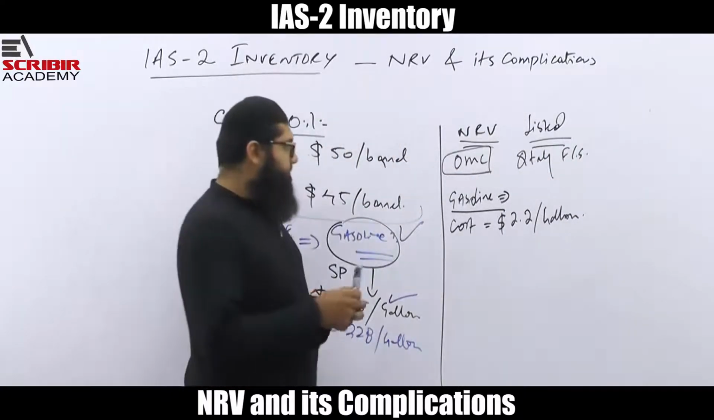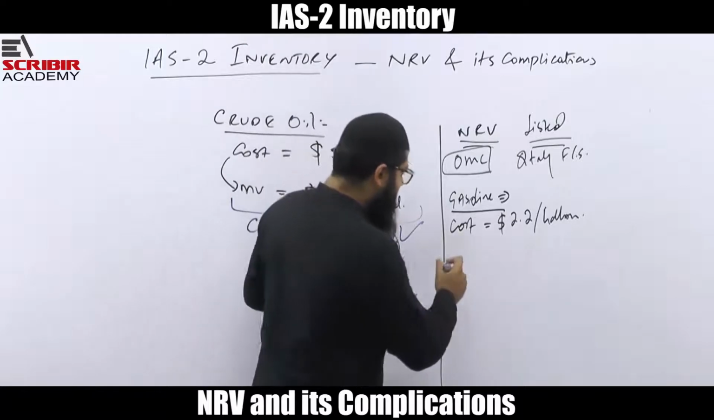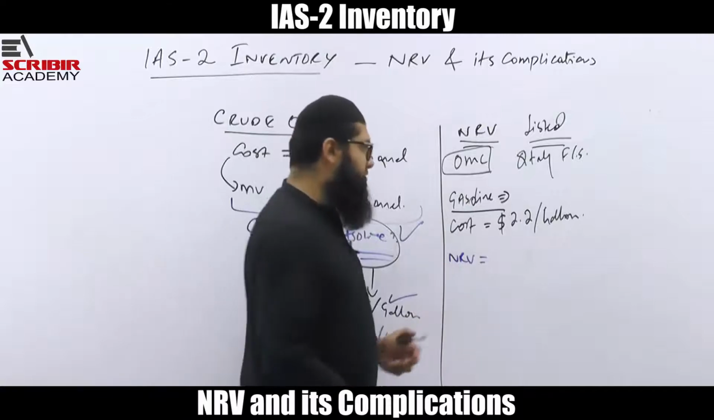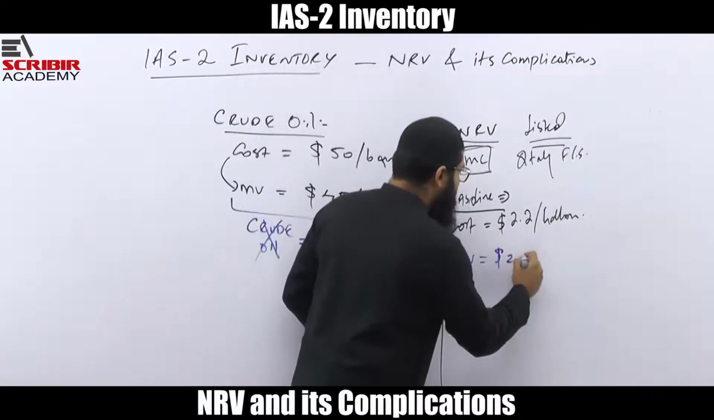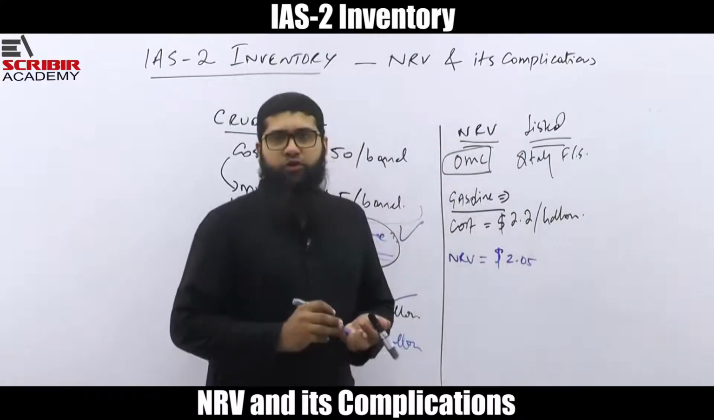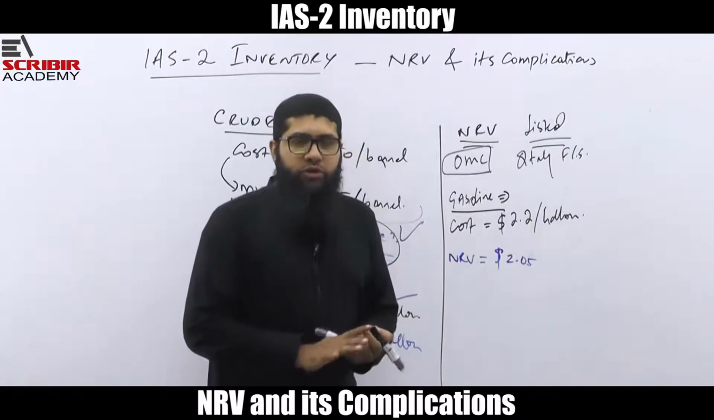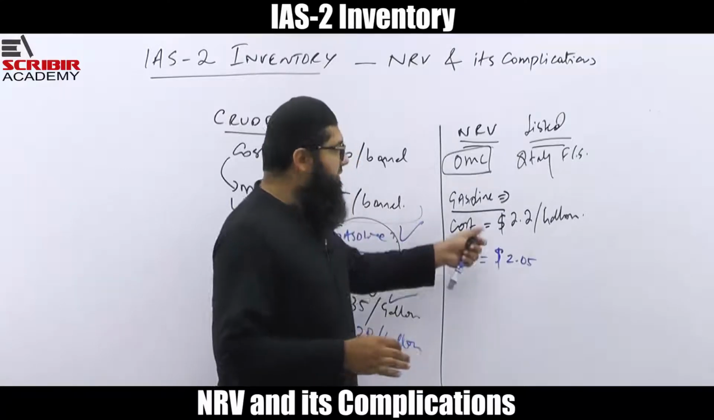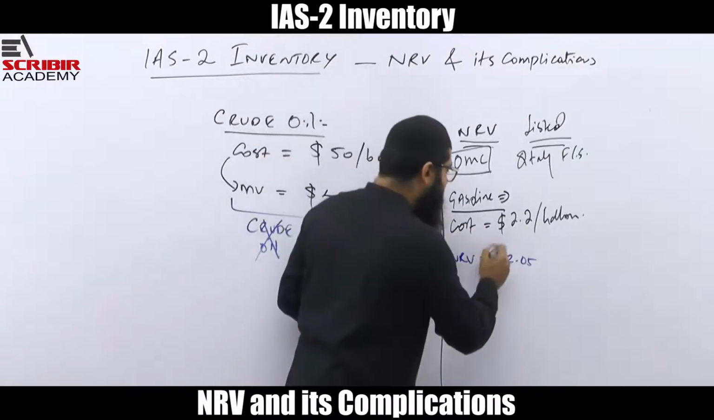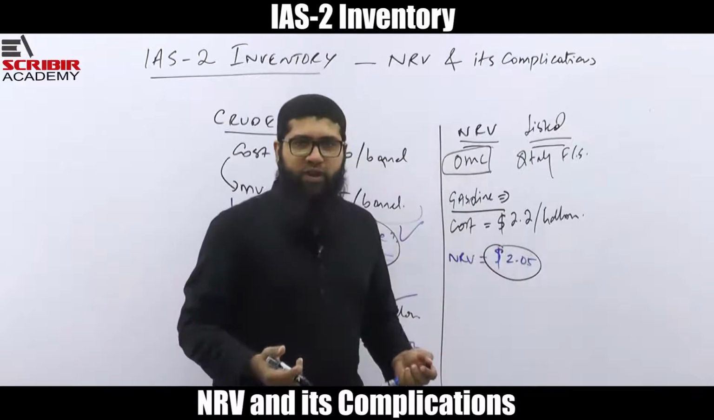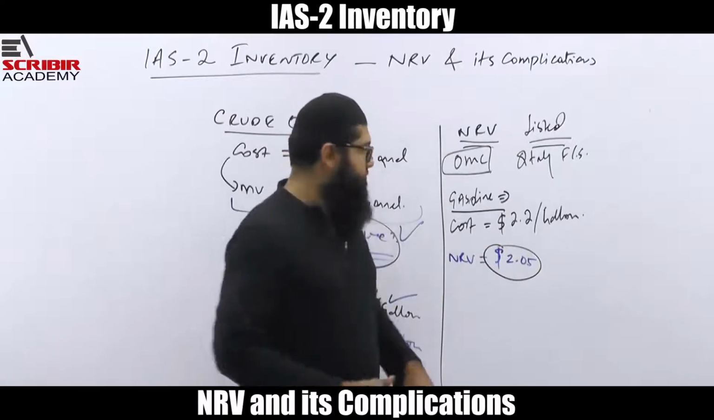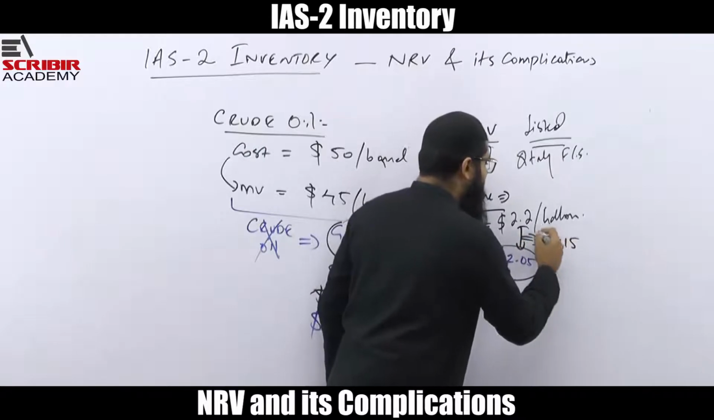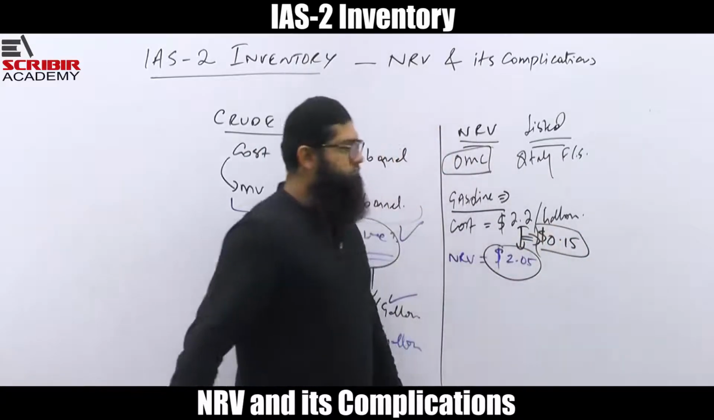Now what happens is, the NRV of this gasoline has become $2.05. So what is Shell going to do? As per the IFRS, Shell is required to write down this inventory of gasoline to $2.05 because inventory is to be recorded at the lower of cost or NRV. So there is going to be a $0.15 write down in the inventory.